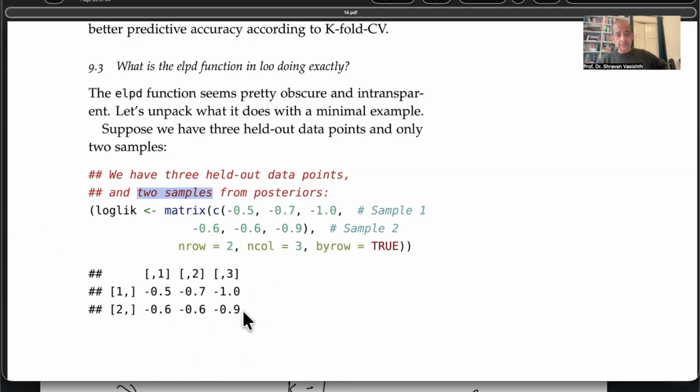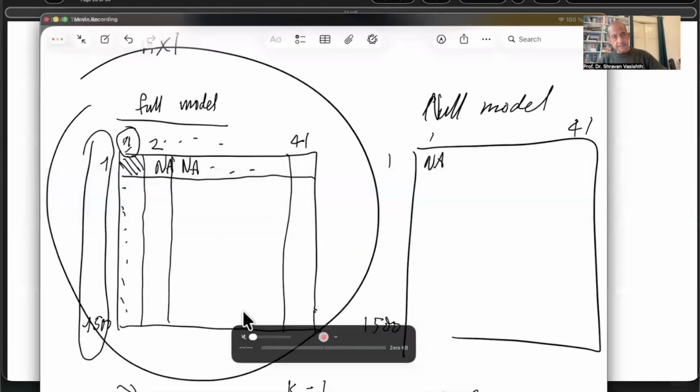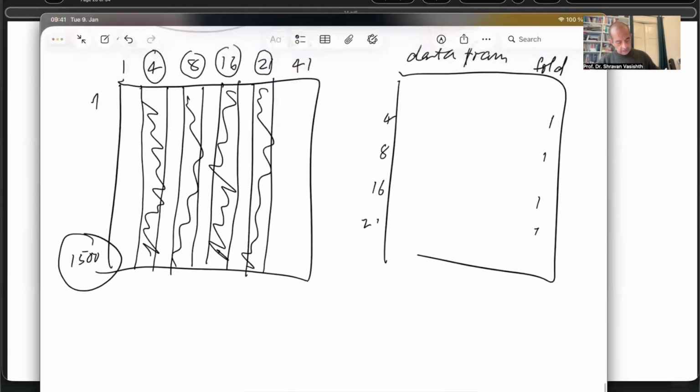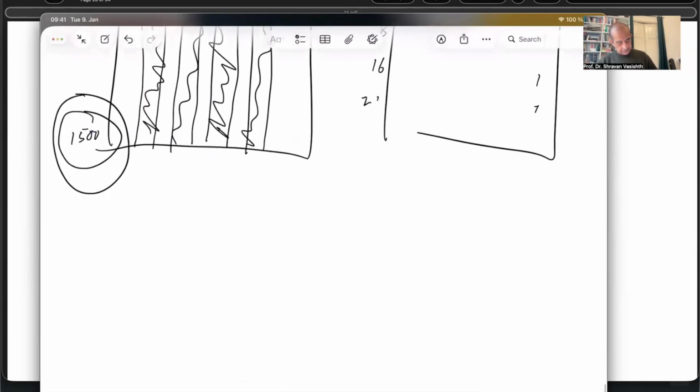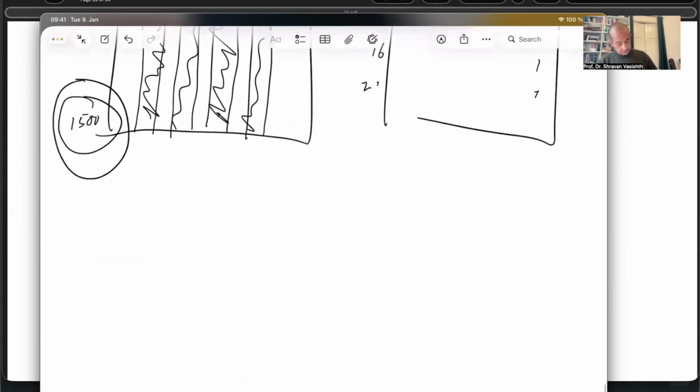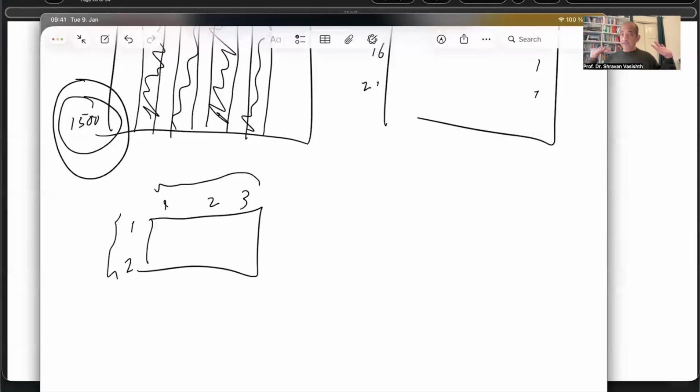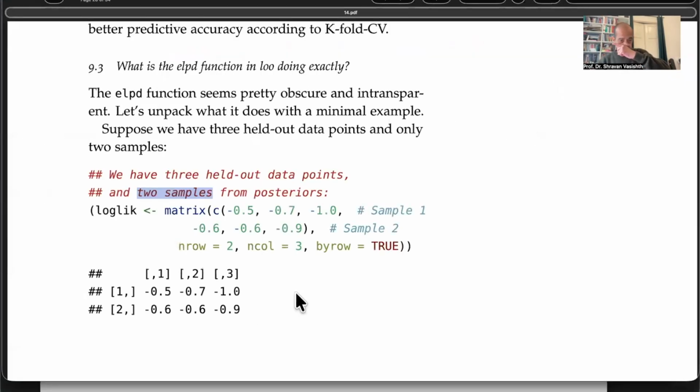So this is a toy example of the filled out matrix that I was talking about here. In the full demo, that full model fitting that I was doing, we are going to have a 1500 by 41 matrix, right? But what I'm doing right now is I'm just taking a toy example with just 2 rows and 3 columns. So 1, 2, 1, 2, 3. So these are 3 data points that I held out, and we have only 2 samples from the posteriors. Okay, so let's work with that.